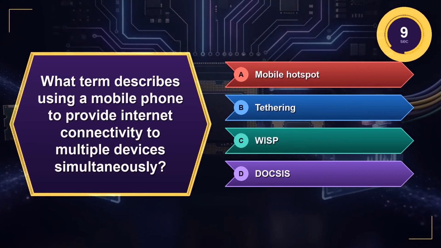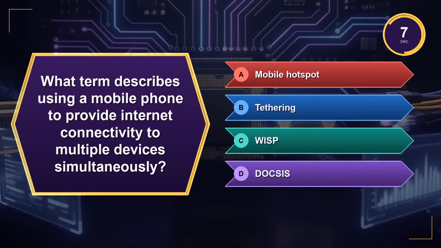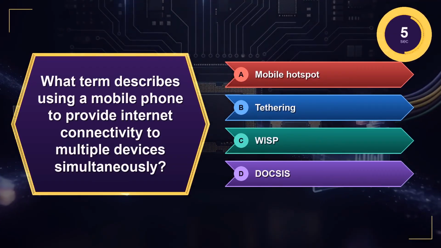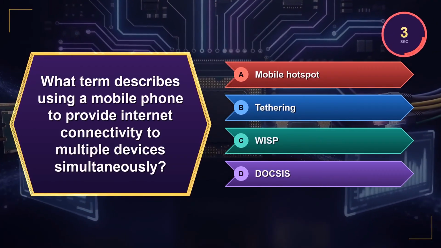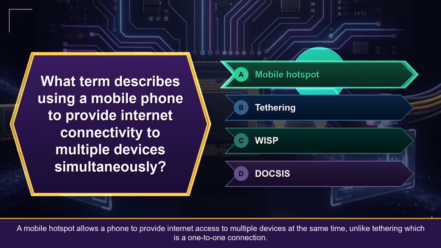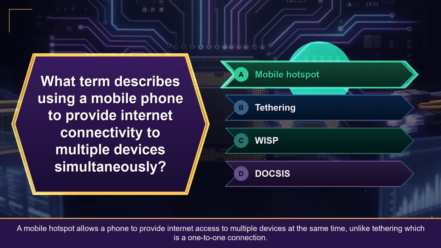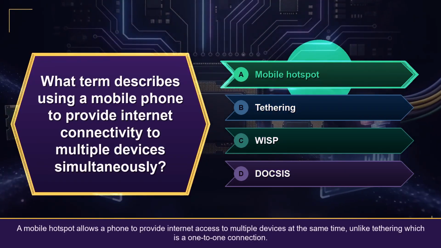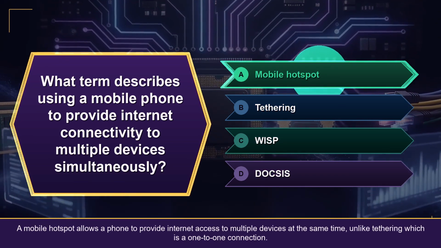What term describes using a mobile phone to provide internet connectivity to multiple devices simultaneously? A mobile hotspot allows a phone to provide internet access to multiple devices at the same time, unlike tethering, which is a one-to-one connection.